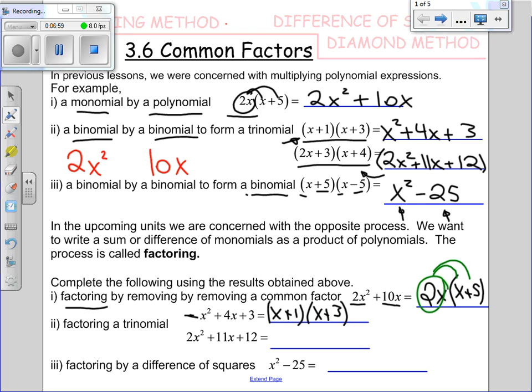In the future, I'm going to show you guys how to do that. That's a whole other lesson. Right now, what we're super concerned with is our greatest common factors, our monomials by our binomials, or monomials by trinomials. This one, the result should be this.